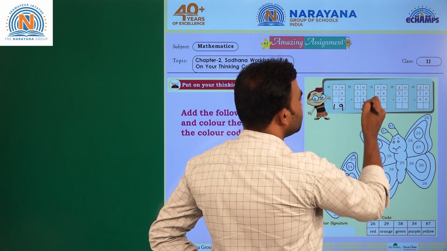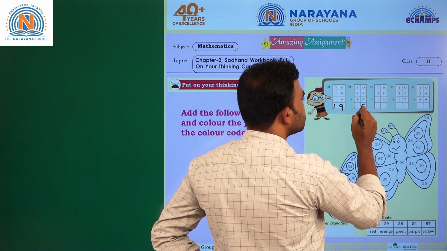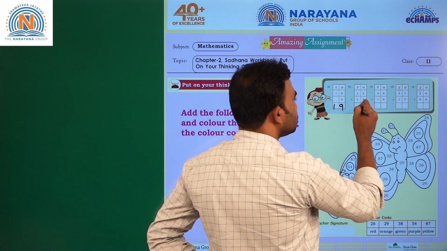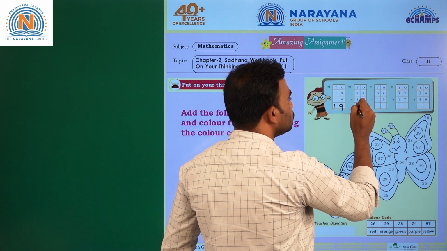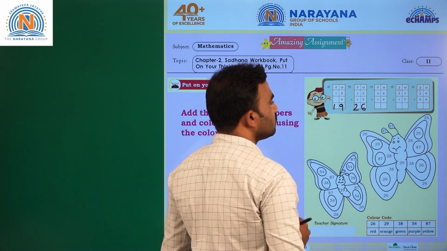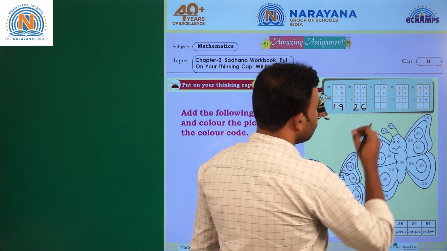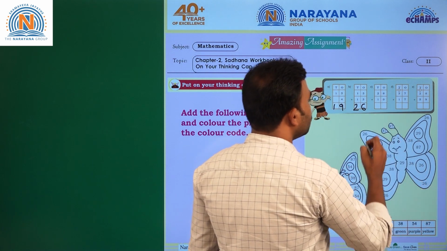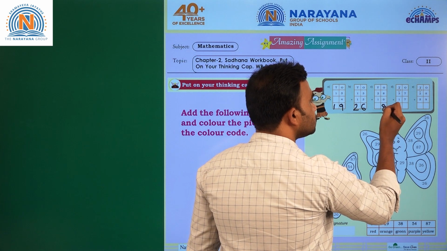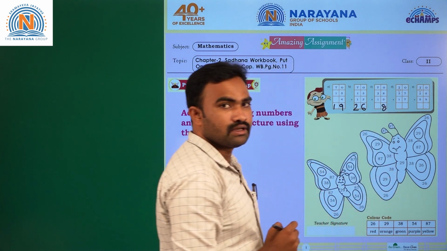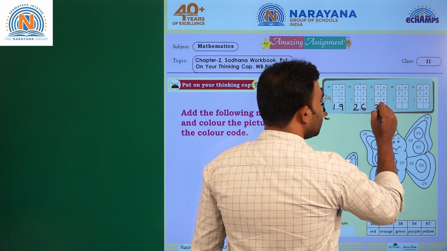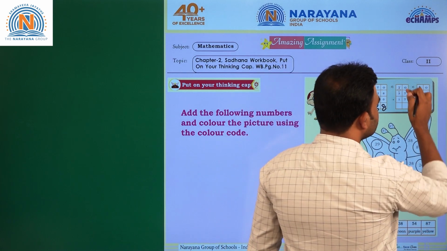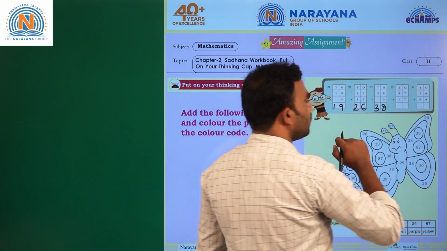Next, the second problem: 3 plus 3 is 6. In the tens place, the digits are 1 and 1, so 1 plus 1 is 2. Next, the C problem: 8 plus 0 is 8. 2 plus 1 is 3. Right, 3 here.